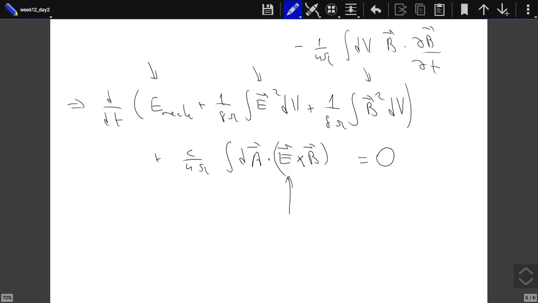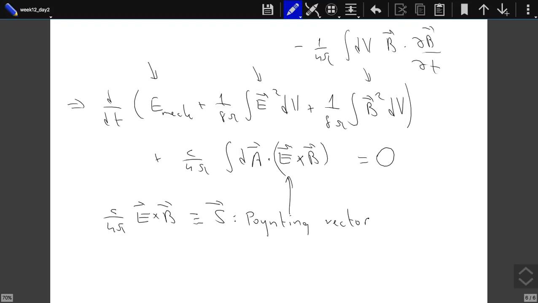So that term is my energy flow. And we give it a name, C over 4 pi, E cross B is defined as S, or the Poynting vector. So it is the flow of energy. This is what we call the Poynting vector.